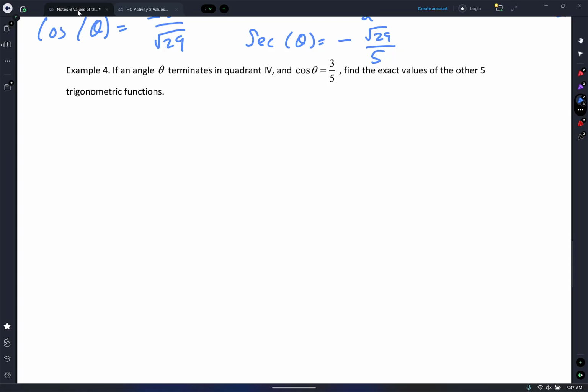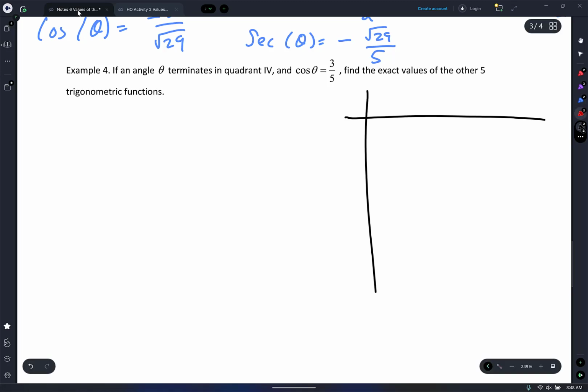Okay, this one says, if an angle theta terminates in quadrant 4, so they're already telling me what cosine is, find the exact values of the other 5 trig functions. So I'm in quadrant 4, so let's exaggerate quadrant 4. And they don't tell me a point. This time they tell me cosine is 3/5. So here's what I do. I pick a point.